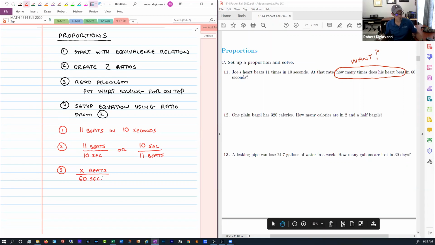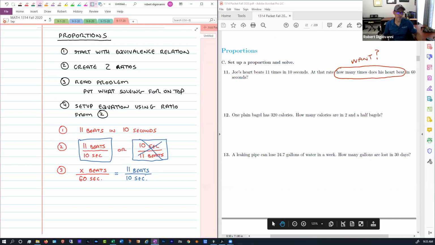And then step 4 is just to make an equation out of this. So we're saying this must be proportional to one of these 2. It's either going to be the 11 beats per 10 seconds or the 10 seconds for every 11 beats. And what we want to do is use the ratio that has the same units, the beats on top and the seconds on the bottom. So we want to throw this one out. We want to use the 11 beats over 10 seconds. Are there any questions on that?